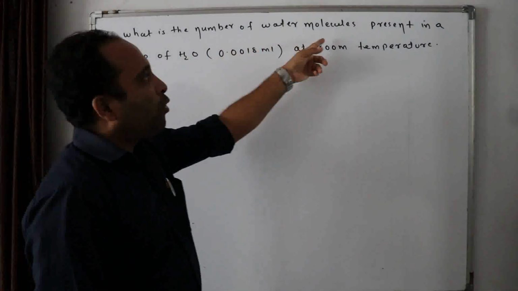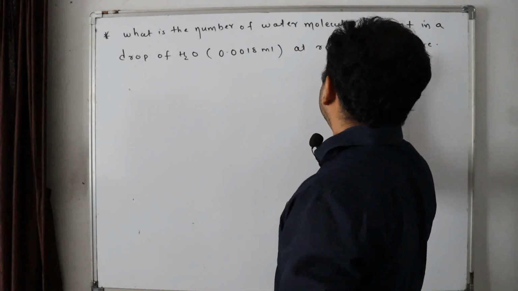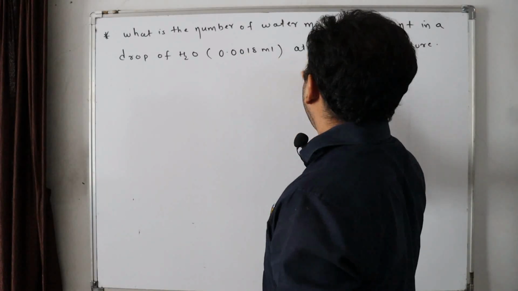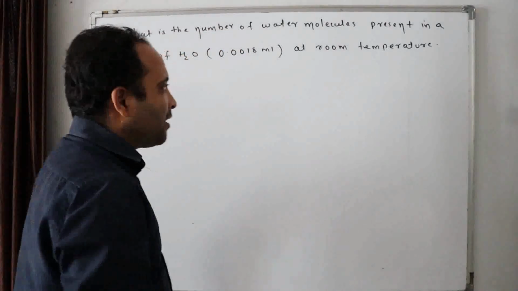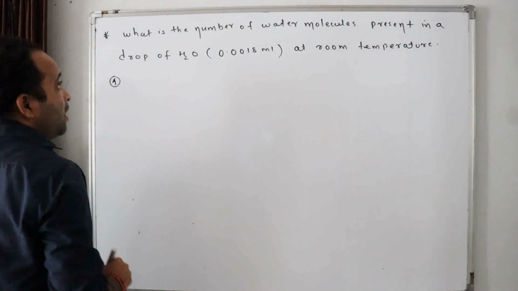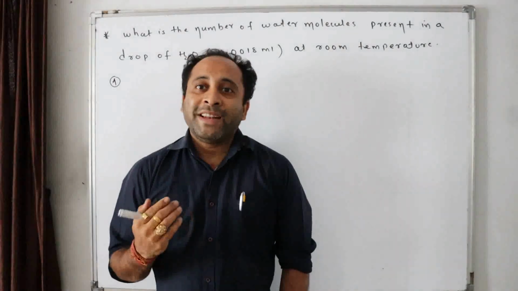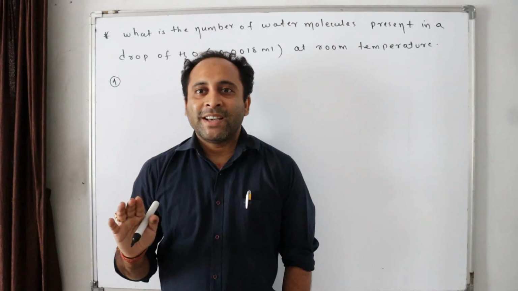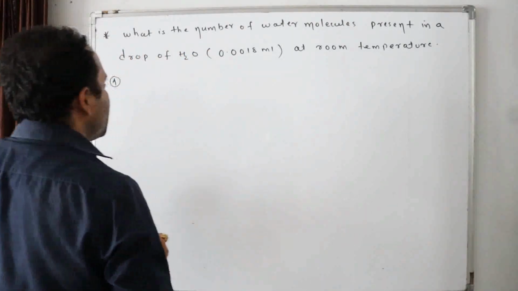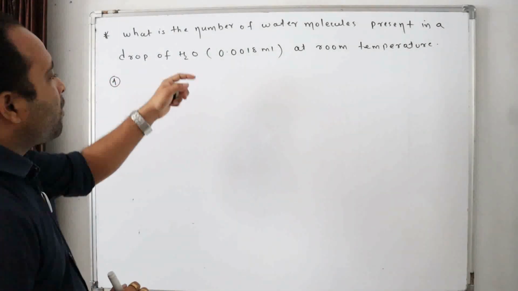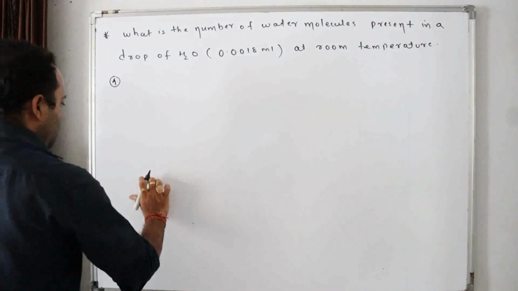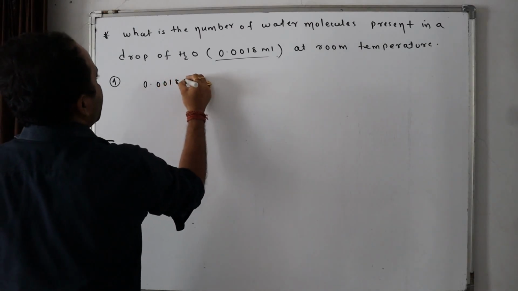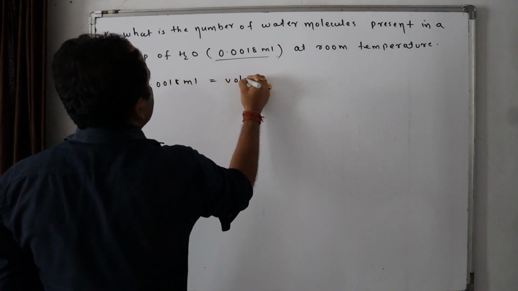What is the number of water molecules present? How many water molecules are present in a drop of water, which is given 0.0018 ml at room temperature? See, they have given us room temperature. Here we cannot apply this concept that 1 mole of any gas at NTP occupies 22.4 liters. Why? Because at room temperature, water is not a gas. Easy. Now, how much ml is given? 0.0018 ml. This is the volume.